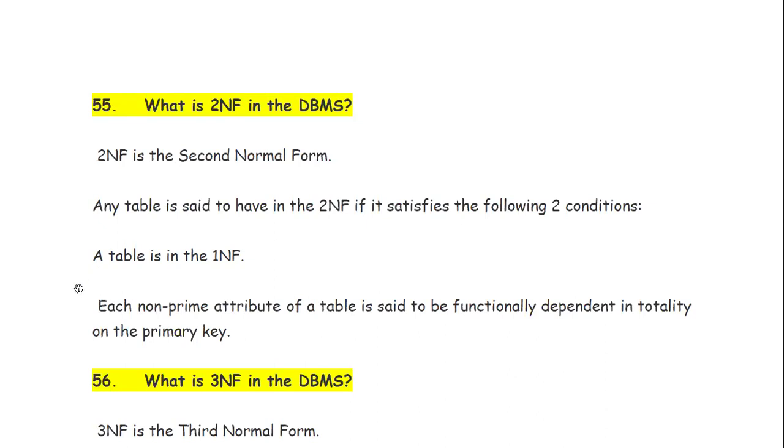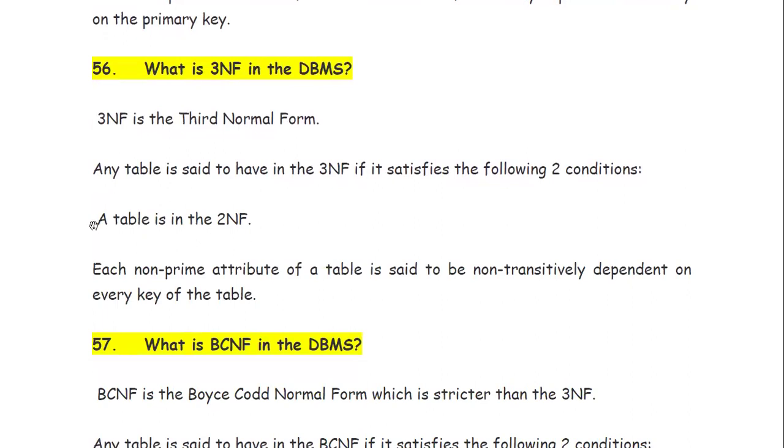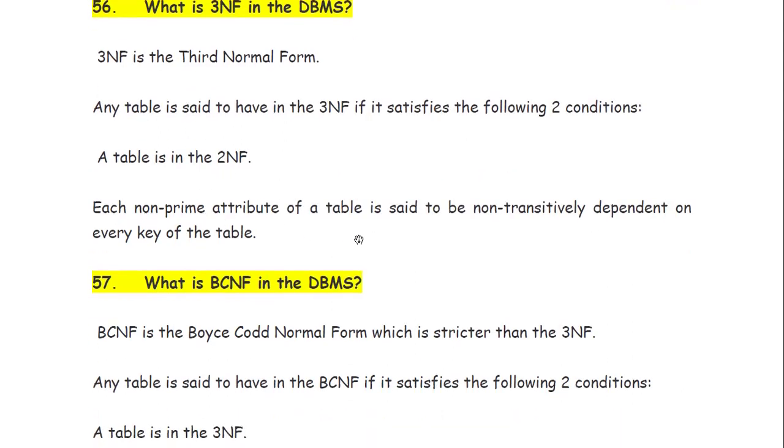right? Then each non-prime attribute of a table is said to be functionally dependent totally on the primary key. No partial dependency should exist. Then third normal form, a table in third normal form satisfies two conditions. First, the table should already be in second normal form. Then each non-prime attribute of a table is said to be non-transitively dependent on every key of the table. That means that transitive dependency should not exist. Then only you can say that it is a third normal form table, satisfied table.